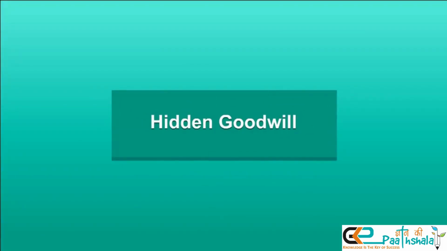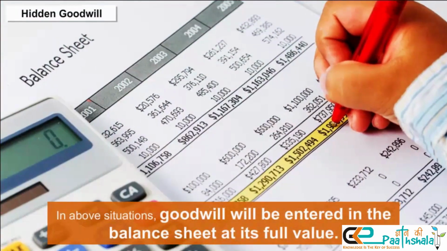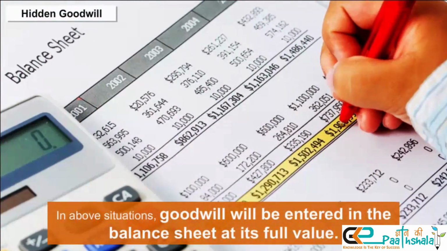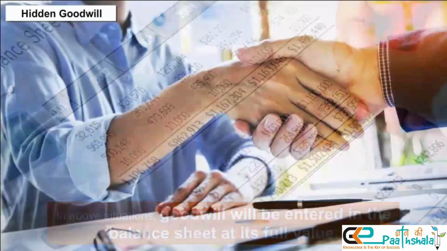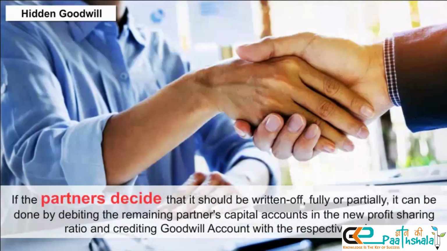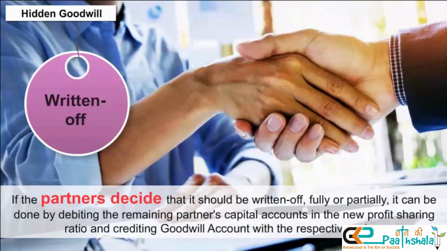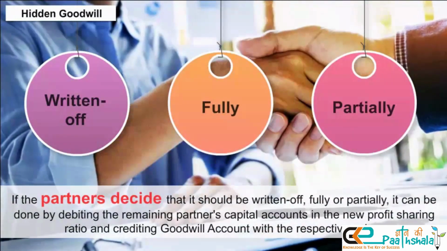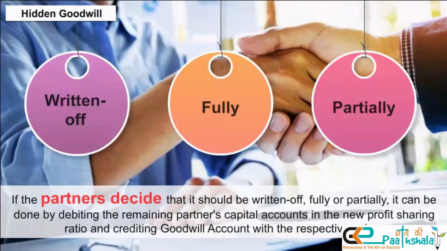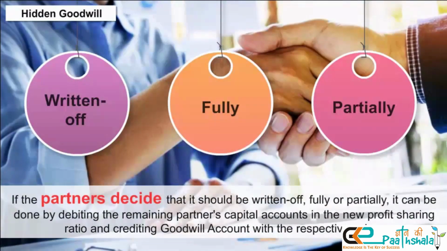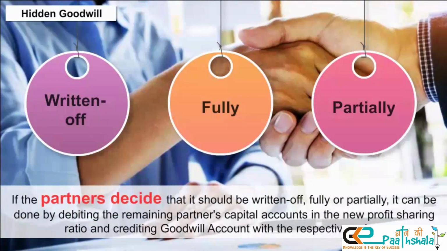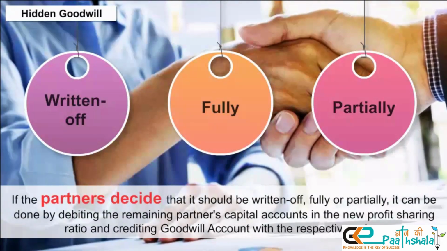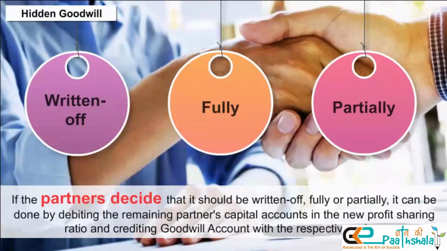Hidden goodwill. In the above situations, goodwill will be entered in the balance sheet at its full value. If the partners decide that it should be written off fully or partially, it can be done by debiting the remaining partners' capital accounts in the new profit-sharing ratio and crediting the goodwill account with the respective value.